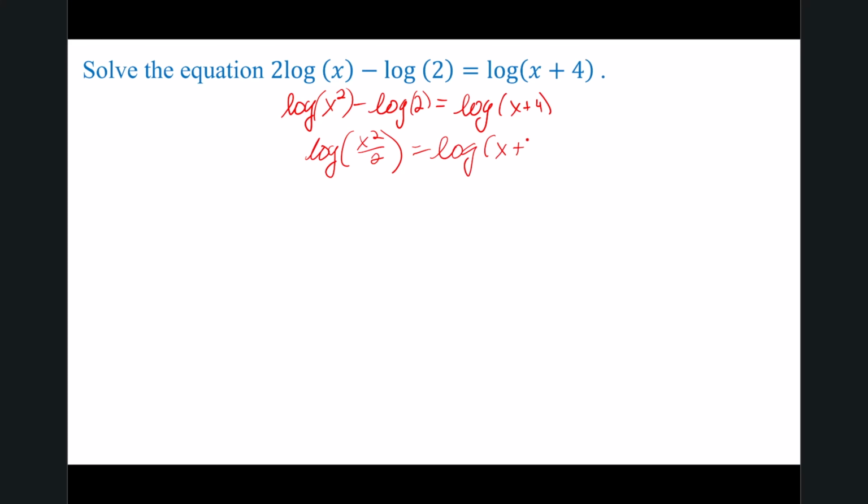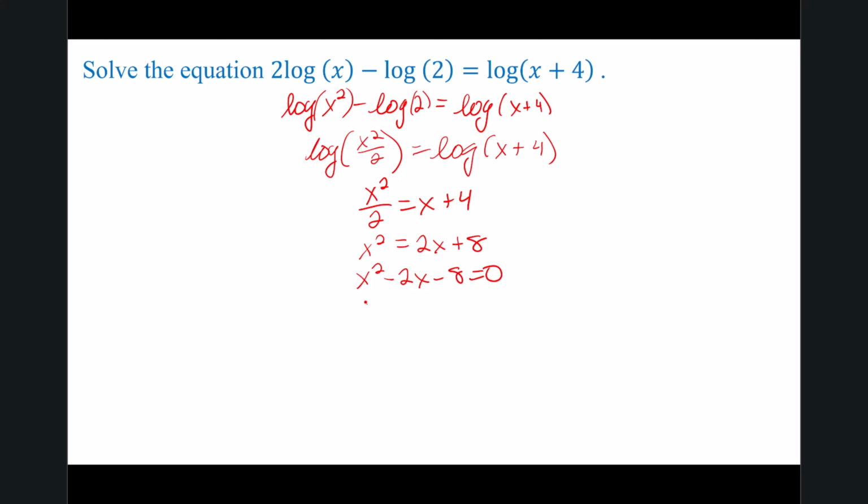equals log of x plus 4. Now these are both base 10, so I have the log base 10 of something equals the log base 10 of something, and because this is a 1-to-1 function, that means x squared over 2 will have to be equal to x plus 4. Now if I want to get rid of the fraction, I'm just going to multiply both sides by 2. So I have x squared equals 2x plus 8. Then get everything on one side. I have x squared minus 2x minus 8 equals 0.